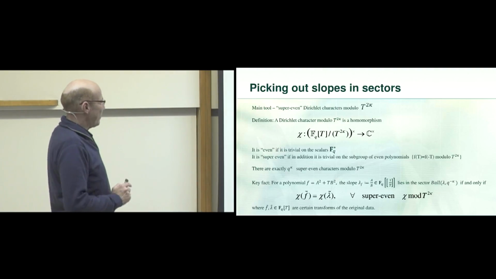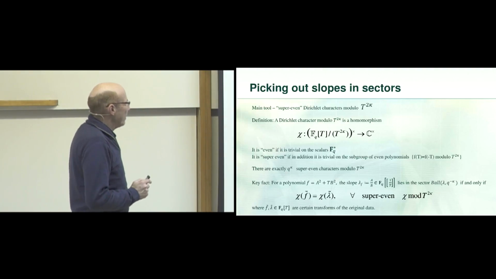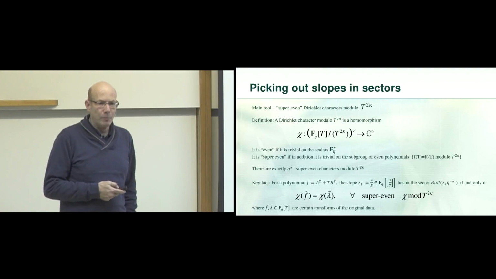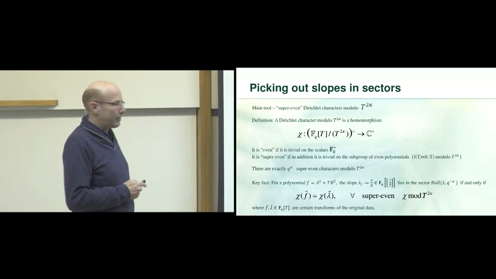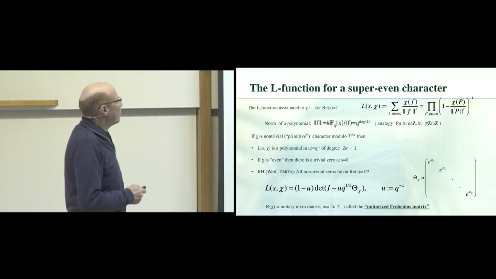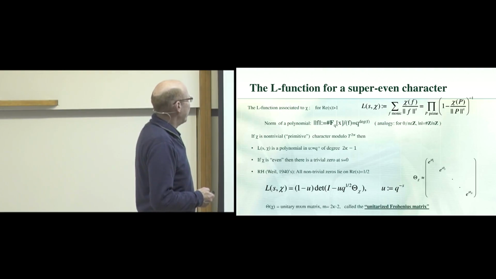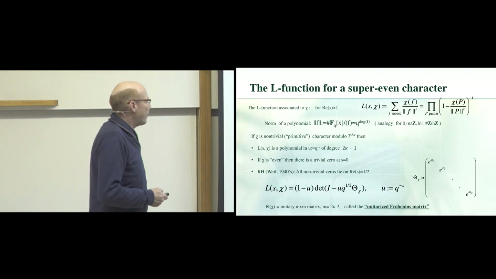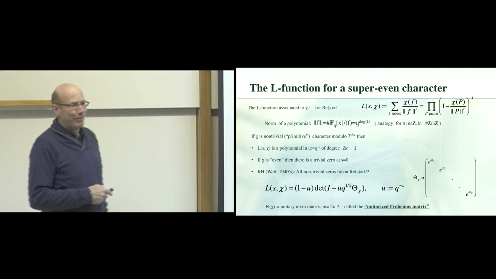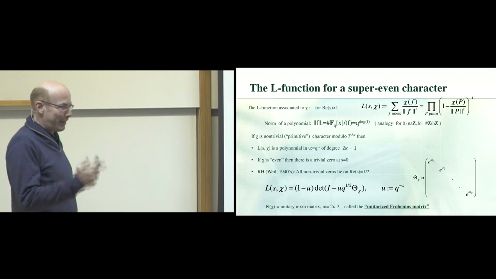Okay, so once you have this key fact, which tells you that the slope has to do with an arithmetic progression modulo t to the 2 kappa in this particular regime, you do what Will did. You associate to each super even character an L function, normalized correctly, unlike in his lecture, so that the non-trivial zeros lie on the line real part of s equals a half. I don't know what you were doing in the. I blame jet lag for it.